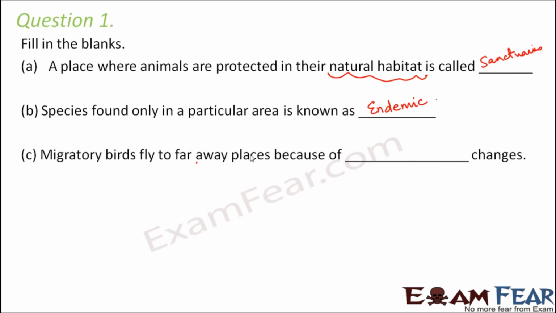Migratory birds fly to faraway places because of... Now, what are these migratory birds? Birds which change their shelter as the environment conditions change. Sometimes in some regions, the climate changes seasonally. So these birds will fly away from that location and move to a new location where there is favorable climatic condition. So their main cause of migration, that is movement from one place to another, is climatic changes.